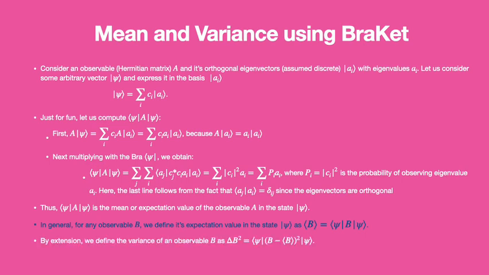In the same way, we can express the variance associated with an observable B. All we have to do is take bra psi, multiply it by the matrix representation of the operator B minus the expectation value of B, just like we define variance in the usual sense, squared, and then multiply this with the ket psi. Now we're going to use this way of calculating the mean and the variance of operators to derive the uncertainty principle in the next slide.